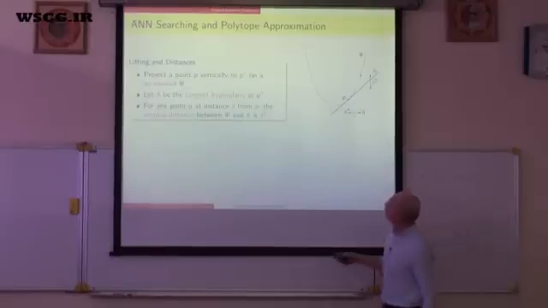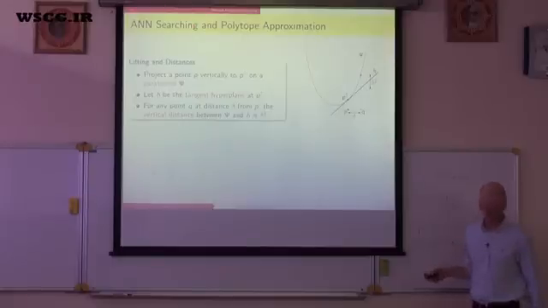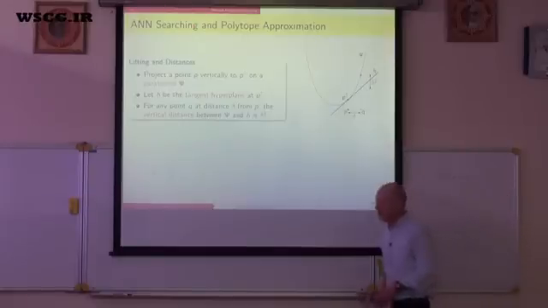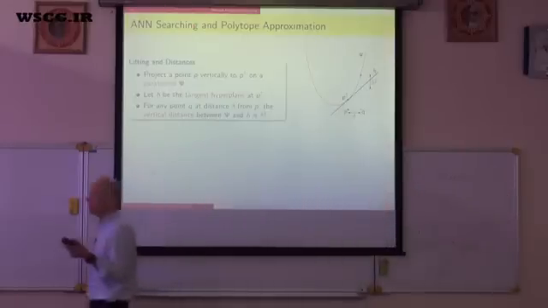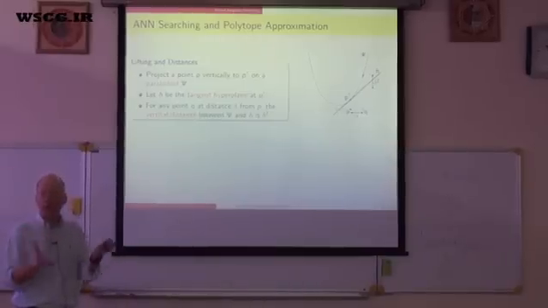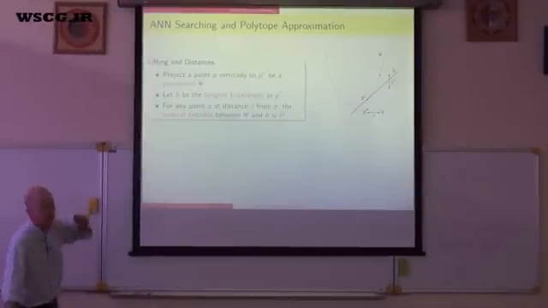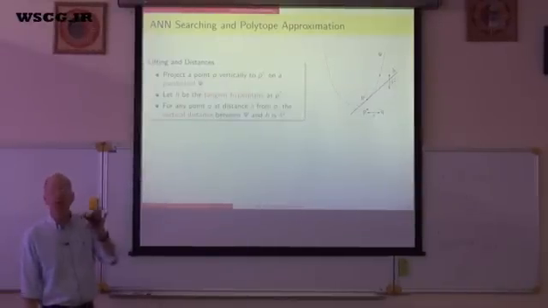Okay. So first off, what I want to talk about is, well, what does polytope approximation have to do with nearest neighbor searching? And for those of you who've studied maybe a course in computational geometry, you will know about this trick of lifting points onto the paraboloid. But if not, I'll describe the idea here.